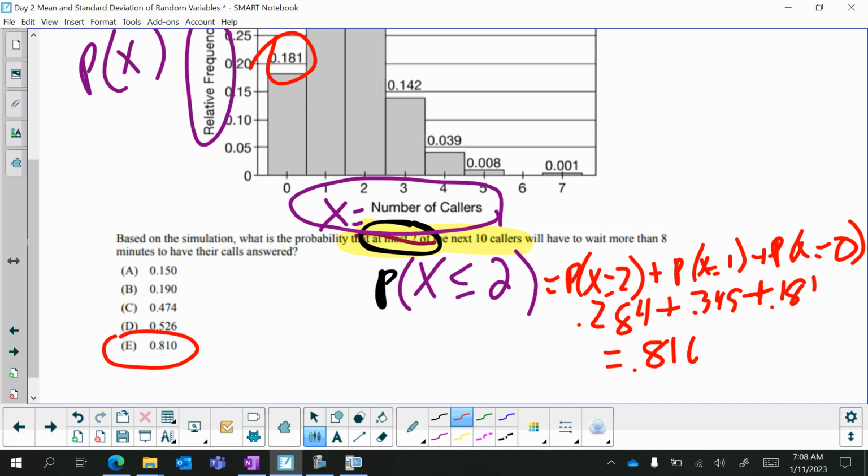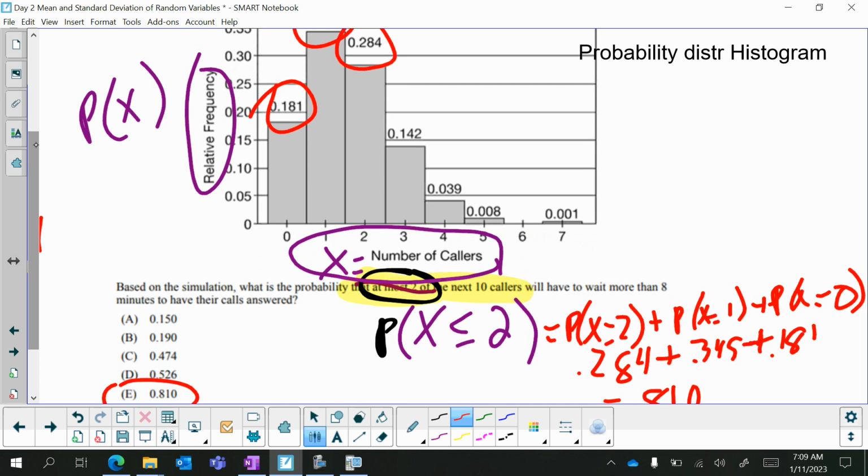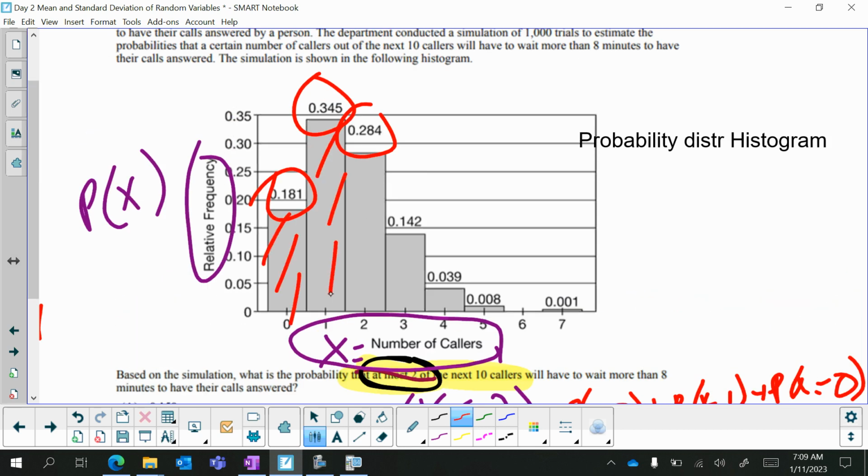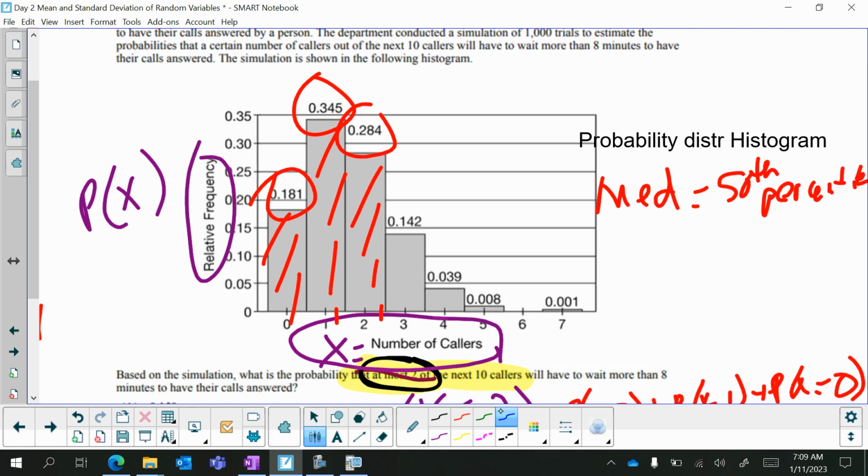Okay, so at most means less than or equal to. At most means less than or equal to. All right. Now, I do want to talk about how to find the median when you're dealing with this. So the median we talked about is the 50th percentile. The median's the halfway point, or the 50th percentile, okay? So when you're talking about percents, this means that 50% of the data lies to the left of it, and 50% of the data lies to the right of it.